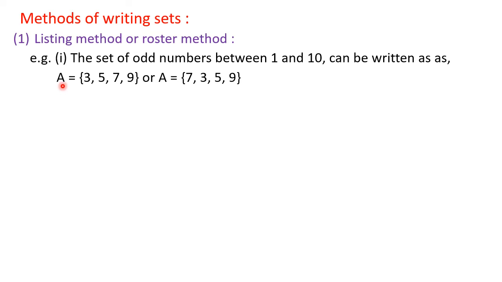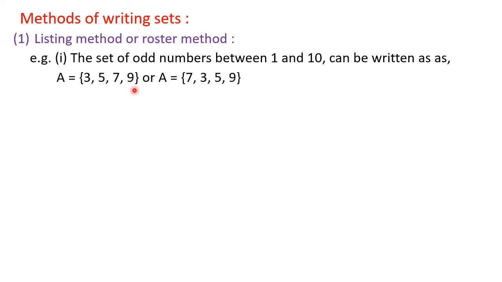So it is written, see, A is equal to, and in curly brackets, I wrote all the odd numbers between 1 and 10. Between 1 and 10 means 1 and 10 are not allowed. It is not told that numbers from 1 to 10. If it were from 1 to 10, then 1 would come here. It is between 1 to 10, so 1 will not come. So the numbers are 3, 5, 7 and 9.